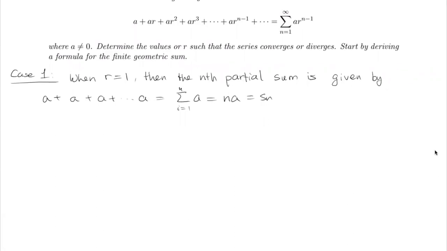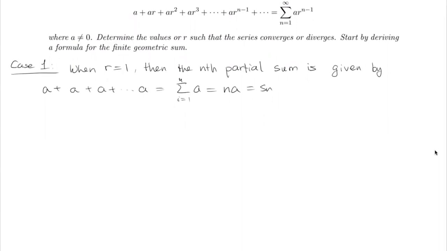So because we want to determine when it converges or diverges, we have to take the limit as n approaches infinity of the nth partial sum. So that means the limit here as n approaches infinity of Sn is the limit as n approaches infinity of n times a. Now here, as we send n to infinity, this is actually just going to go to infinity as well. So that means the limit here is infinity. So therefore, the series diverges when r is equal to 1.